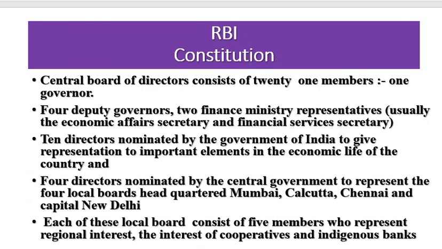The working of RBI is in the hands of the Central Board of Directors, which consists of 21 members. One is the governor, four deputy governors, out of which two are finance ministry representatives, usually the economic affairs secretary and the financial services secretary. Ten directors are nominated by the Government of India to give representation to important elements in the economic life of the country. Four directors are nominated by the central government to represent the four local boards headquartered in Mumbai, Calcutta, Chennai and New Delhi. Each of these local boards consists of 5 members who represent regional interests, the interest of cooperative and indigenous banks.